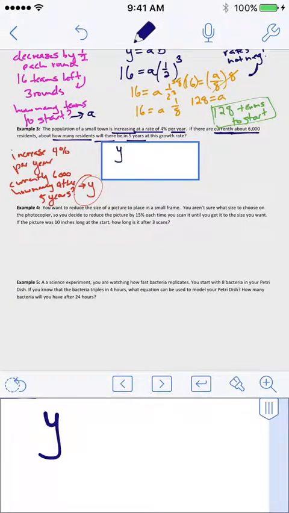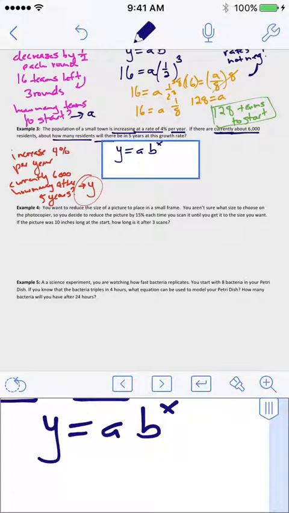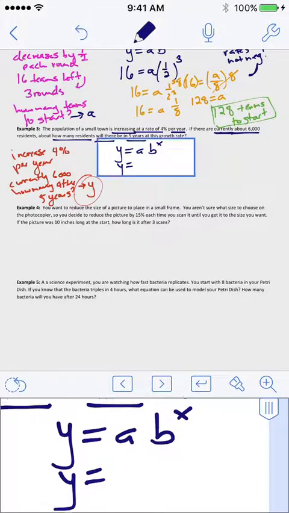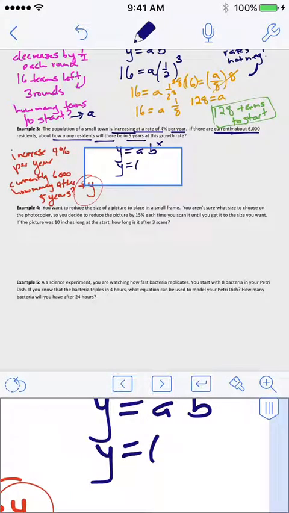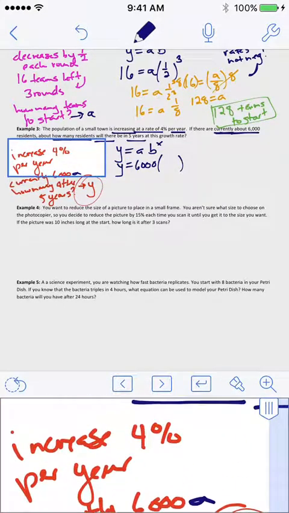Let's start with our generic format. We've got y is equal to a b to the x, right? We know we're looking for y, so let's just keep it y. A is the starting amount, so let's go look over here. It doesn't say anything about in the past it was 5,000, so it looks like our starting amount is going to be that currently. It is currently 6,000. So it's going to start off with 6,000 people. All right, that was A. Good to know. Initial amount. Now I've got two more to consider for B and X.